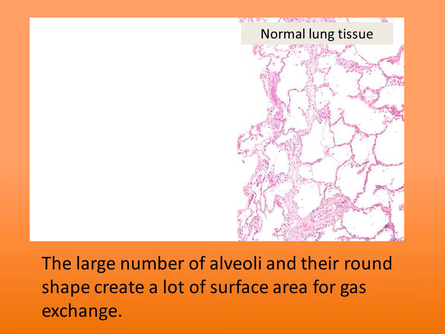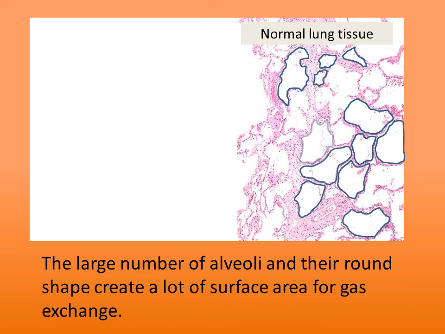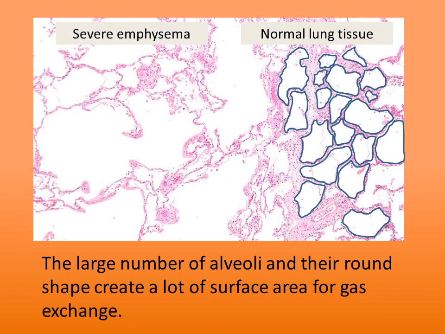So if we take a look at a cross-section of lung tissue under the microscope, what I want you to start to be able to make out are some of those alveoli. You see those rounded sacs. All of the reddish tissue in there is the blood capillaries that are surrounding those alveoli laid over their cells. So you can see that there is a large number of these alveoli and that they're round, and those two things combined create a lot of surface area for gas exchange.